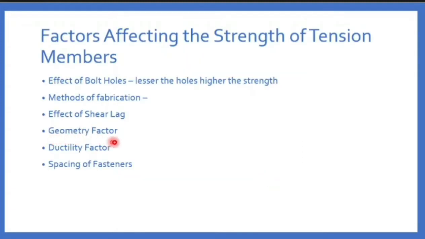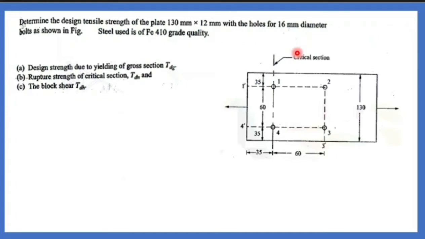Next thing is geometry factor. If your section is symmetrical, your load carrying capacity will be equal. Next factor is ductility, spacing of fasteners. If you change any one of the factors, the strength of the member gets increased or decreased. Let us take the first problem.